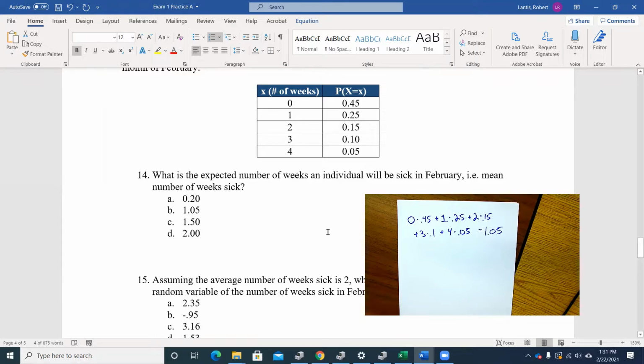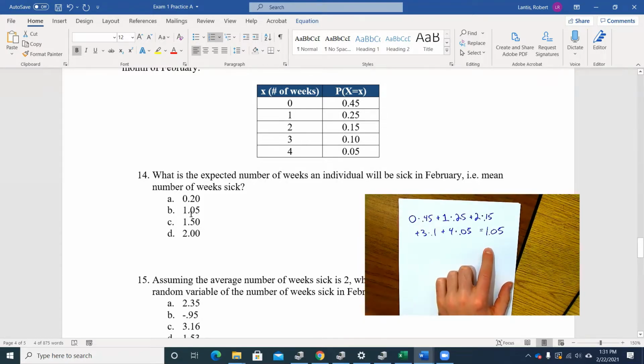So if I'm throwing darts at this one, I'm probably going to throw a dart at B or C, right? I'm going to try to hit B or C. One of those is a more likely answer. Sure enough, if we actually compute it, it is 1.05.